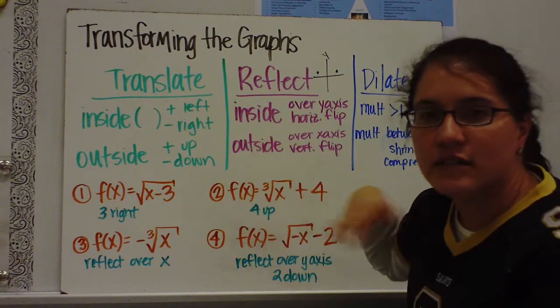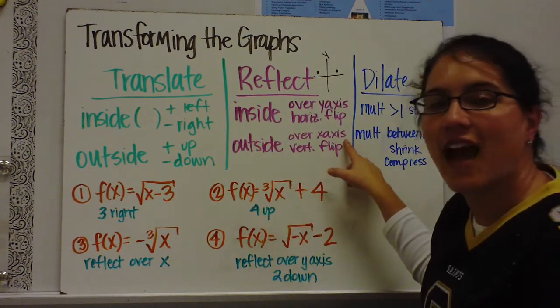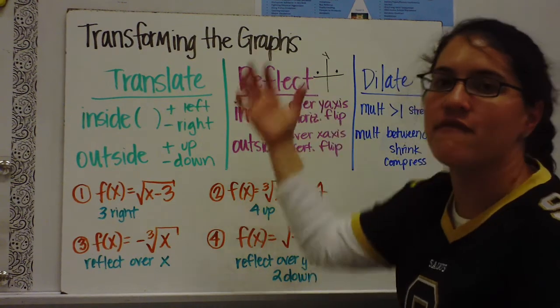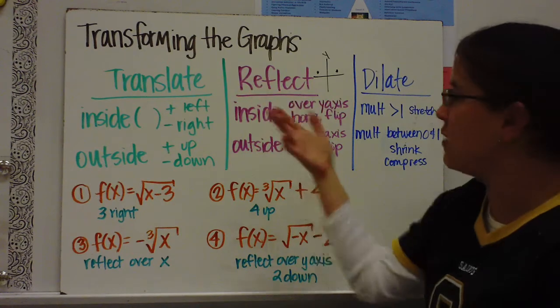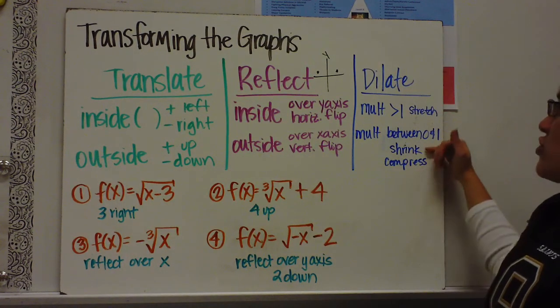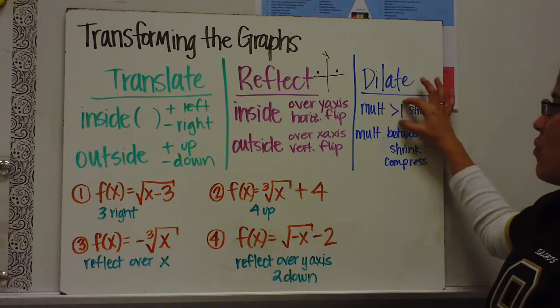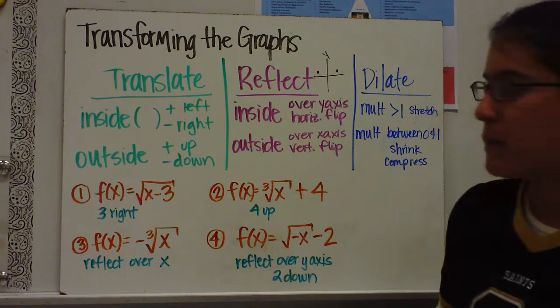If the negative is on the outside of the radical, that means it's going to reflect over the x-axis, so it's going to be a vertical flip because it's going to end up flipping down or up. And then it's going to be a stretch or a shrink or a compress, depending on what that dilation, that scale factor is. So let me just show you a few.